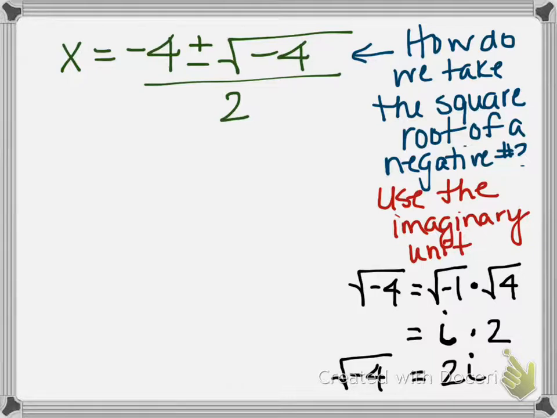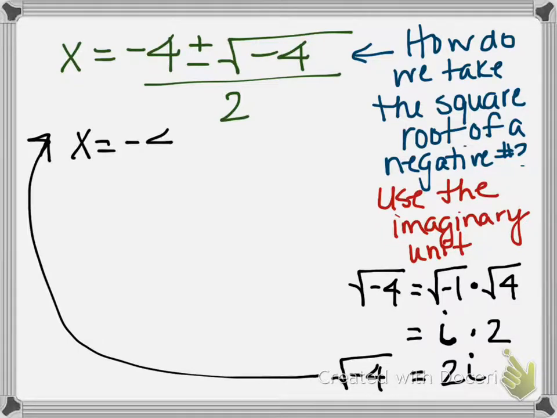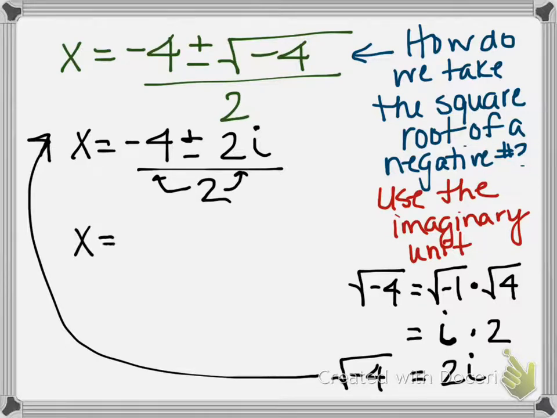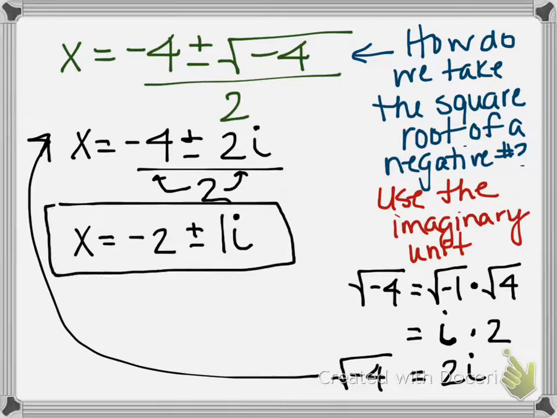So we come back up here, and in place of the square root of negative 4, I'm putting 2i divided by 2. So your last step now is to divide everything by 2. So we have x equals negative 2, because negative 4 divided by 2 is negative 2, plus or minus 2 divided by 2 is 1, so plus or minus 1i. And this is our solution to example 2.